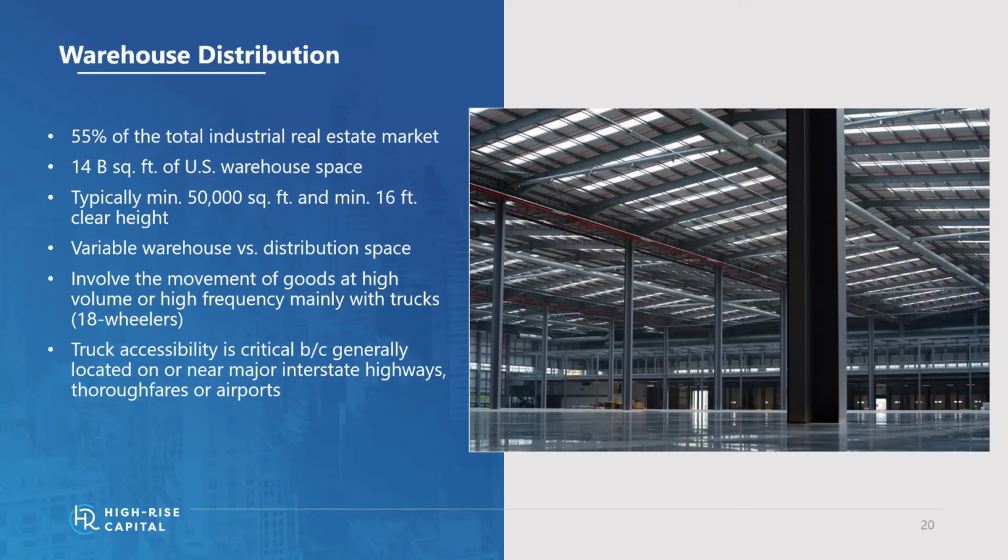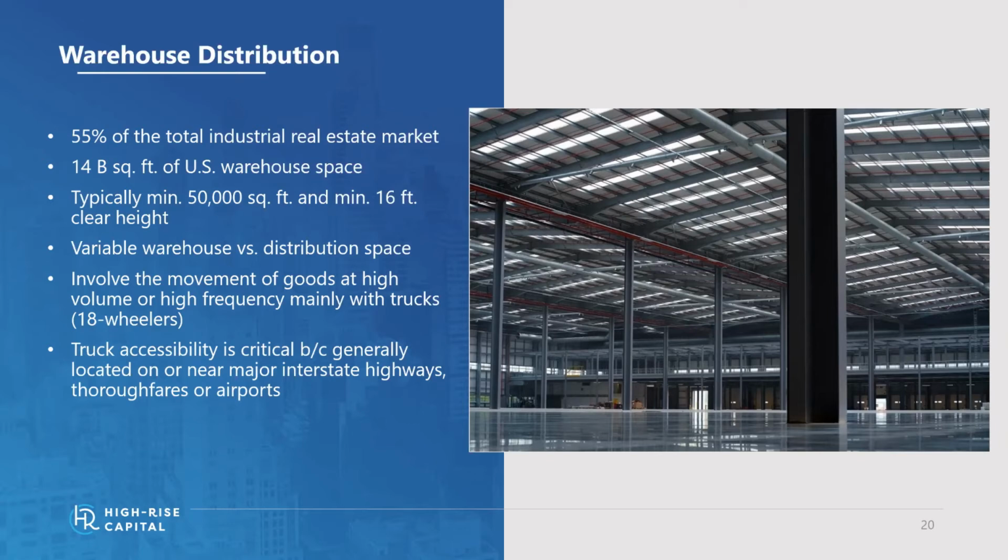And you'll usually find a clear height in these buildings of about 16 feet. And there's usually some variable percentage between how much of it is used for warehouse or storage and how much for distribution activities. And it involves the movement of goods at high volume or perhaps high frequency. And a lot of this is facilitated by the use of trucks, mainly 18-wheelers.